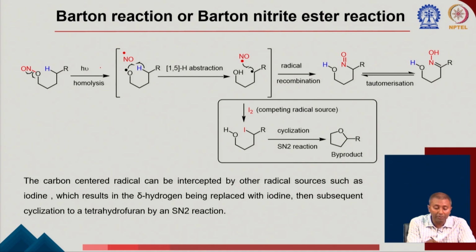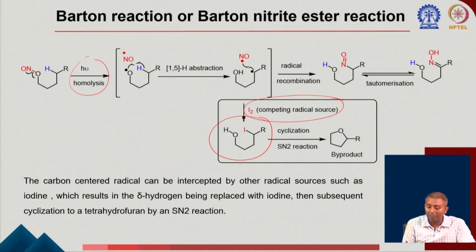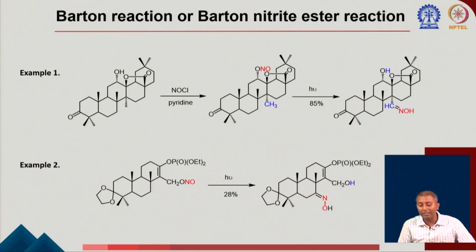You can show here, starting from this condition, first generating the radical, then 1,5 hydrogen abstraction. Now if you use I2 as a competing radical source, then in this step it can form the corresponding iodo compound, which can participate in the SN2 reaction. So this oxygen now can attack here in an SN2 reaction, get rid of iodine, and get to the corresponding byproduct. Okay. If you want that, you can use the iodine to get to that compound.